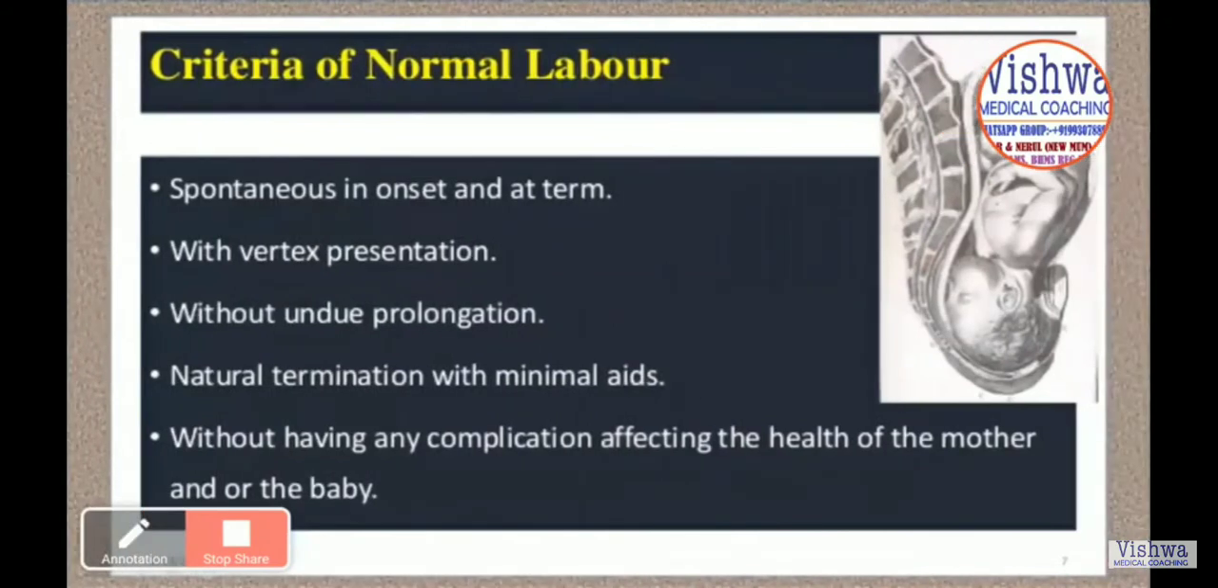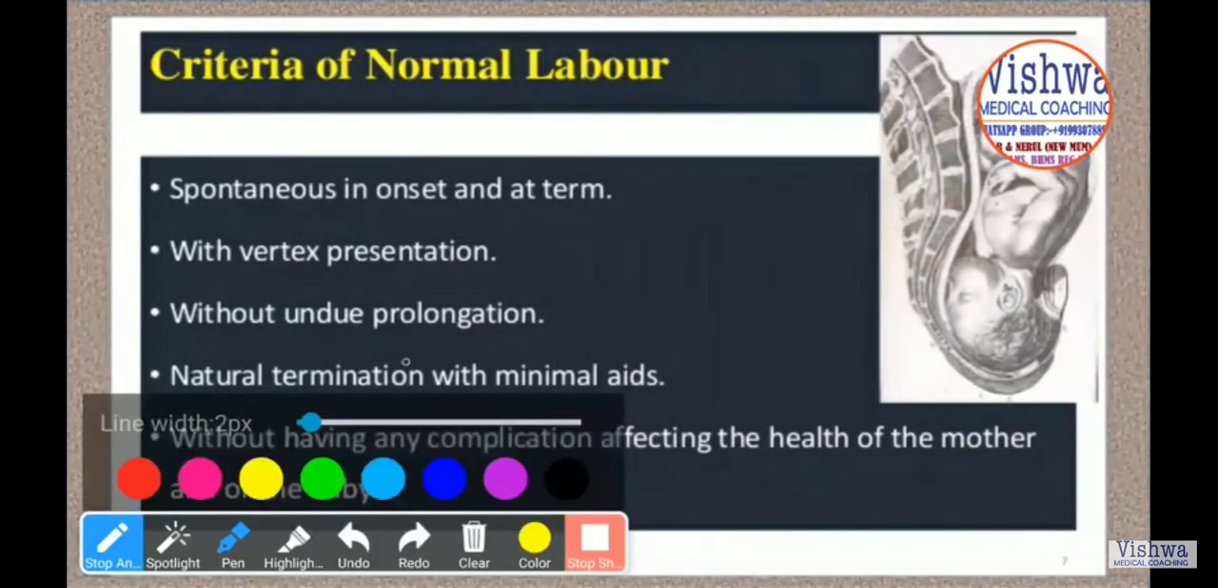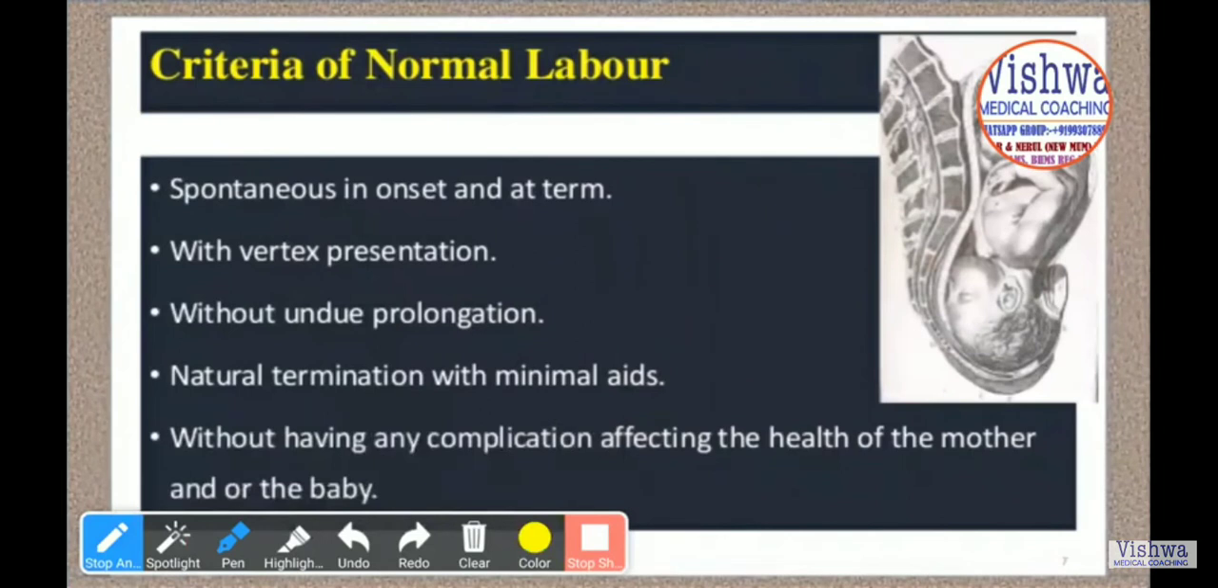Now, what are the criteria for the normal labor? Remember, we will call a labor a normal labor only if it fulfills the following criteria. For example, the first important point is that it should be spontaneous in onset and at term. If the labor starts preterm, I will not call it a normal labor, or even if it is post-dated, I will not call it a normal labor.